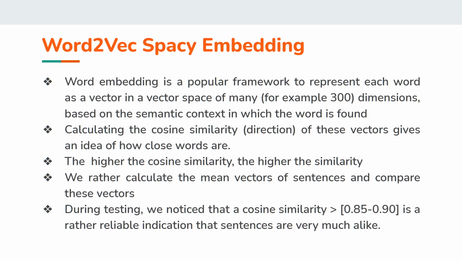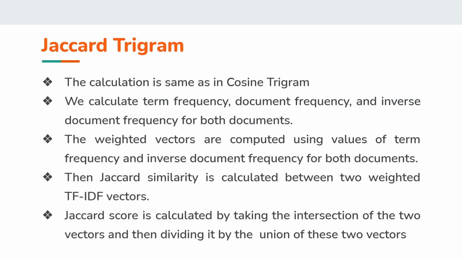But it is to be noted that we are actually working on sentences and paragraphs, not words. So we calculate the mean vector of these words to compute the similarity between sentences, and then we compare these vectors. During exhaustive testing, we noticed that a cosine similarity of greater than 0.85 to 0.9 is a reliable indication that the sentences are very much alike.